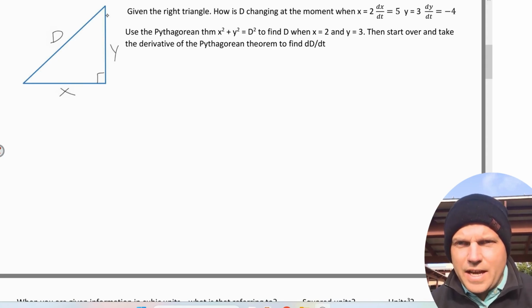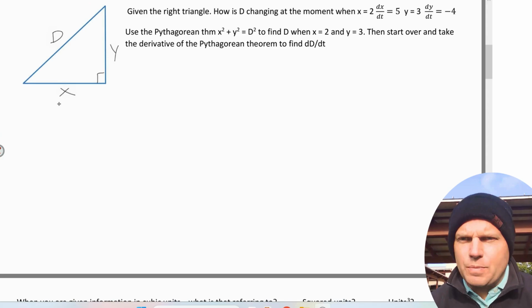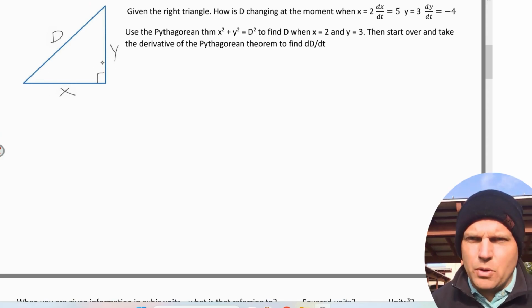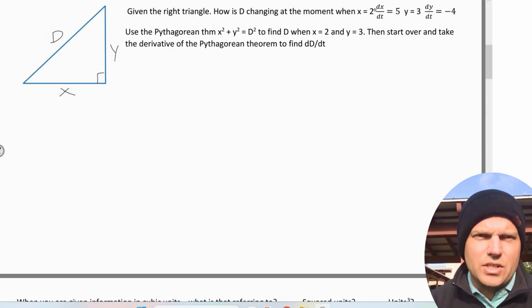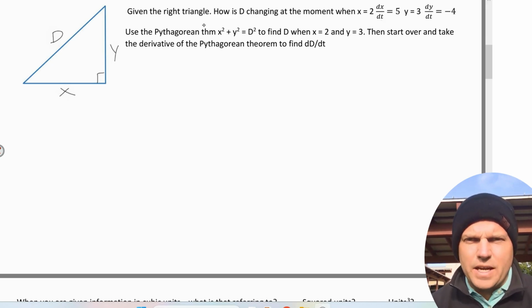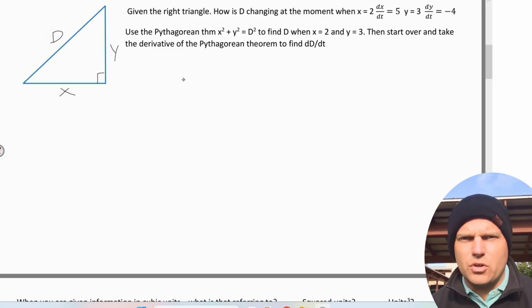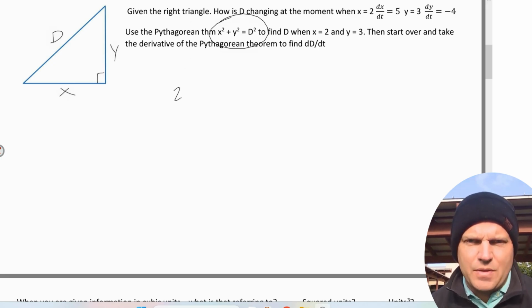All right, we're going to see this a lot next class. We use the Pythagorean theorem to help find diagonal distances, turn it into a horizontal component and a vertical component. How is d changing at the moment where x is 2, dx dt is 5, y is 3, and dy dt is -4? I'm kind of giving you a hint of what to do, and I'm going to show you why. We're using the Pythagorean theorem. If we take the derivative of the Pythagorean theorem, we get this.